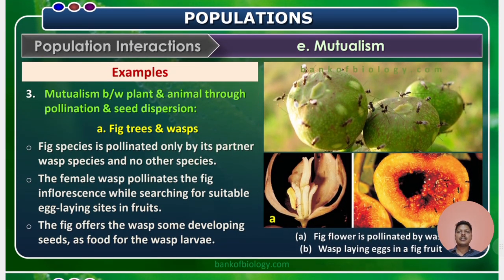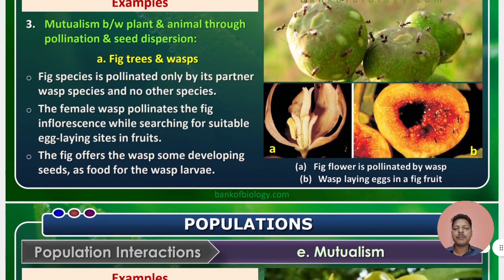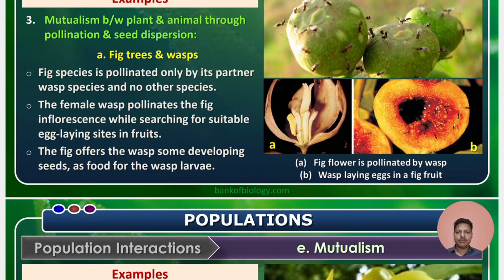Next, some more examples. Mutualism between plants and animals through pollination and seed dispersal. First, fig tree and wasps. A fig species is pollinated only by its partner wasp species and no other species. The female wasp pollinates the fig inflorescence while searching for suitable egg-laying sites in fruits. The fig offers the wasp some developing seeds as food for their wasp larva. You can see.